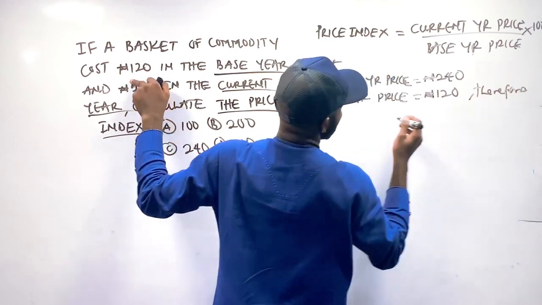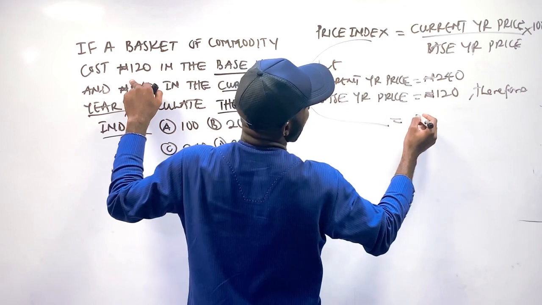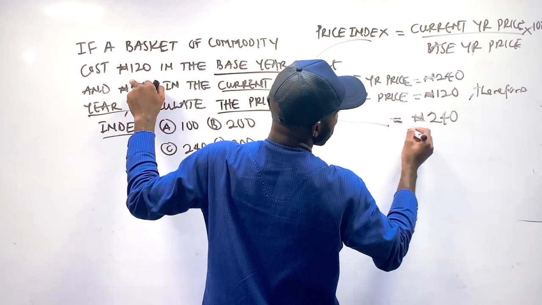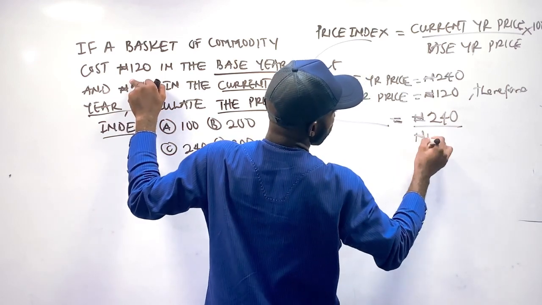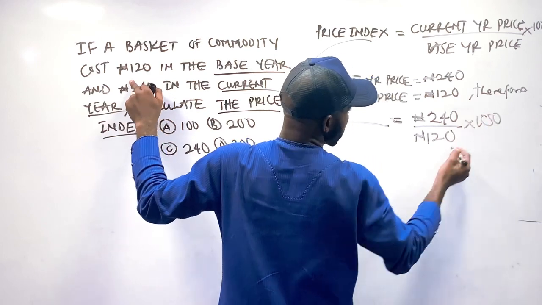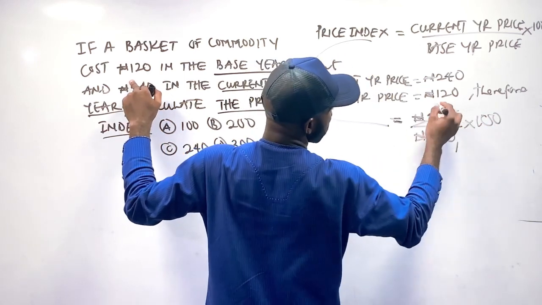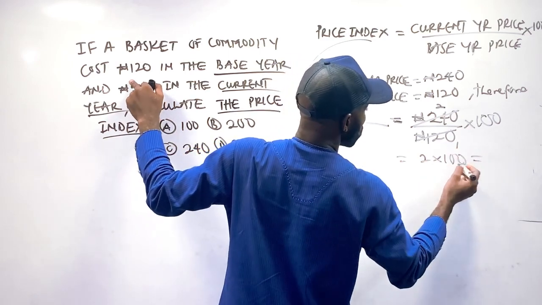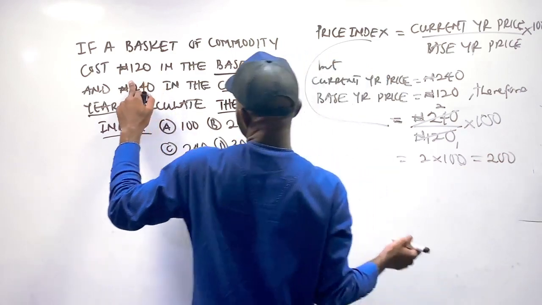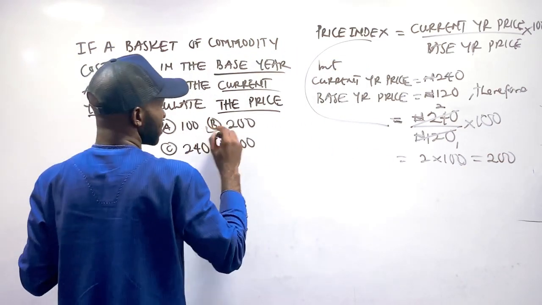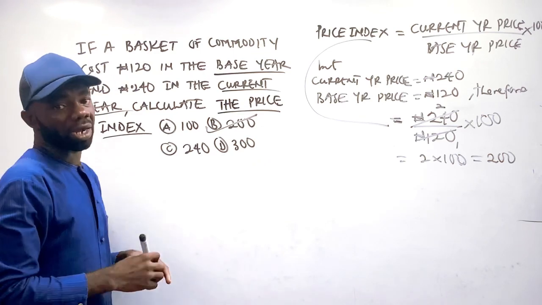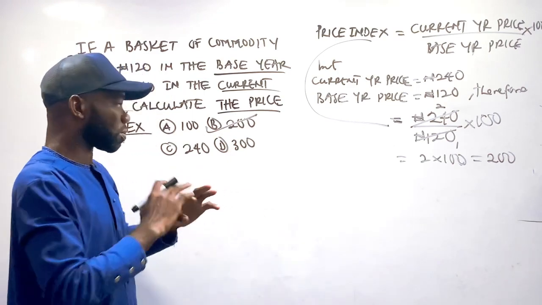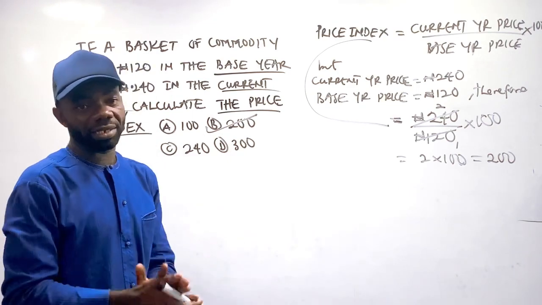Therefore, without wasting time, let's just introduce it back. What we have here is current year price 240 over base year 120 times 100. If I take this against this, I'm going to have 2. And I have 2 times 100. That will give you 200. And that 200 index price is option B. With 10 seconds, you can get this done and move to something else. And that's just the way it is. Option B is correct and perfect, and that ends it.